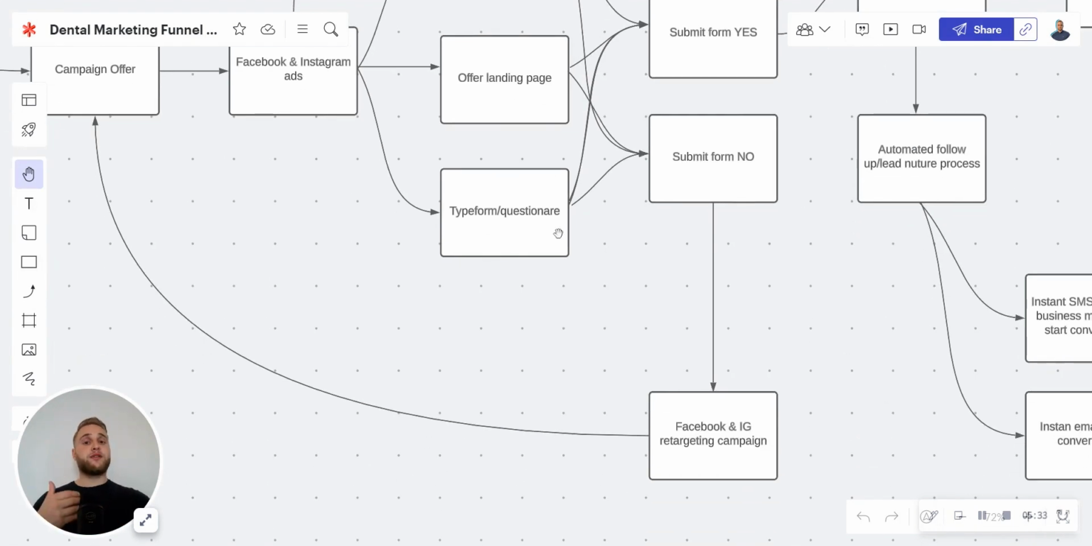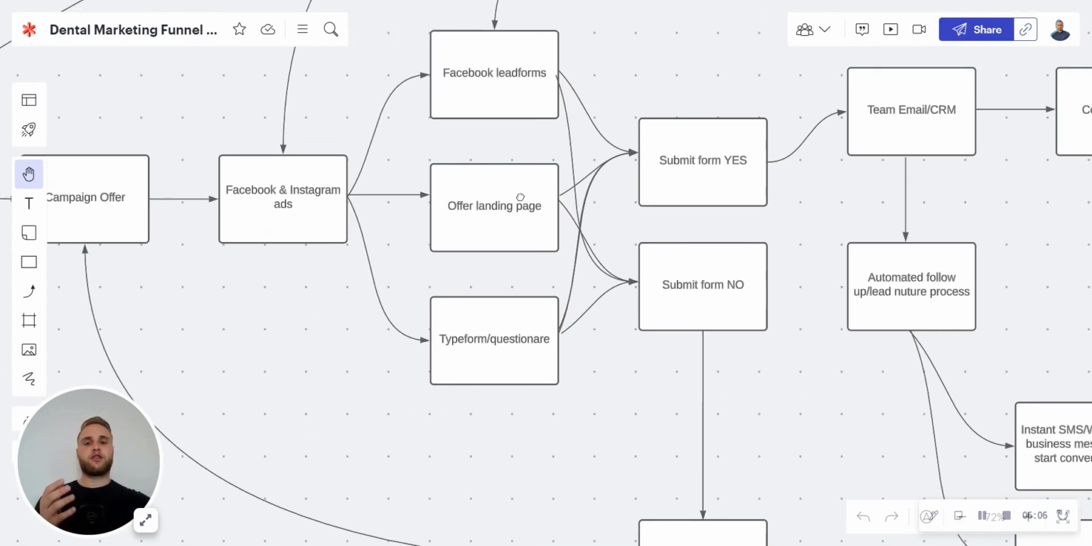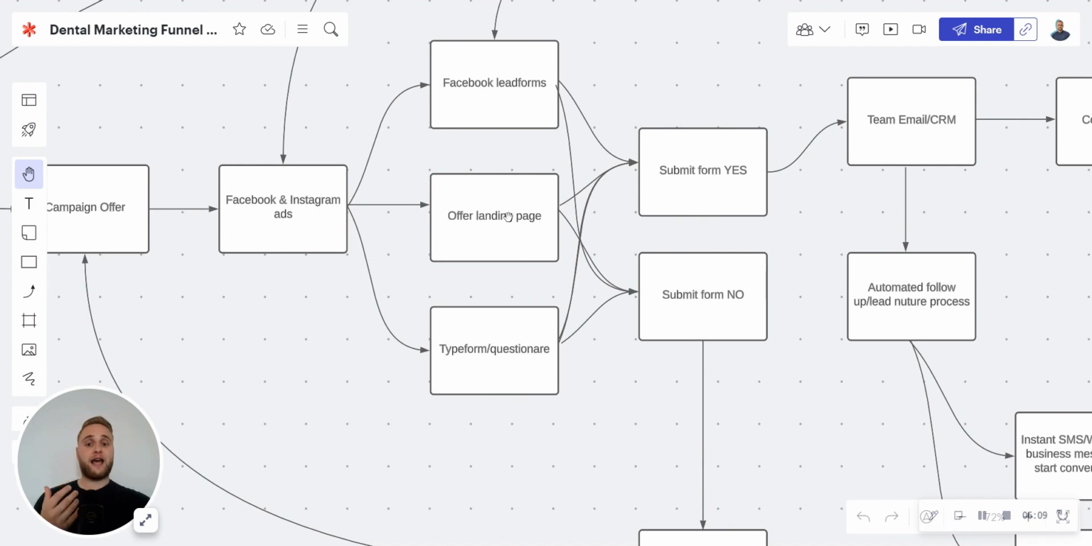Another way you can do it is by using a Typeform or a questionnaire of some sort. There is software out there that lets you create very simple and fluid questionnaires, Typeform being one of them. And they're really good for qualifying people that extra mile. So let's say you're promoting implants and you want to know more about a person before they become a lead. Well, you can create a Typeform that will ask them a series of questions, and once they've submitted the form, only then do they become an inquiry. And on your side, you can see whether they're a quality person or not. But there are 3 different ways you really want to focus on: Facebook lead forms, offer landing page, or Typeform.